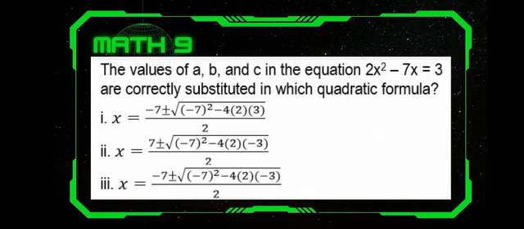The values of A, B, and C in the equation 2x squared minus 7x is equal to 3 are correctly substituted in which quadratic formula? So here B is negative 7. Upon looking, or by mere inspection, among the choices that we have, we all know that the quadratic formula is x is equal to negative b. So what is negative b? Negative 7, and negative negative is positive, so the only answer here is number 2.